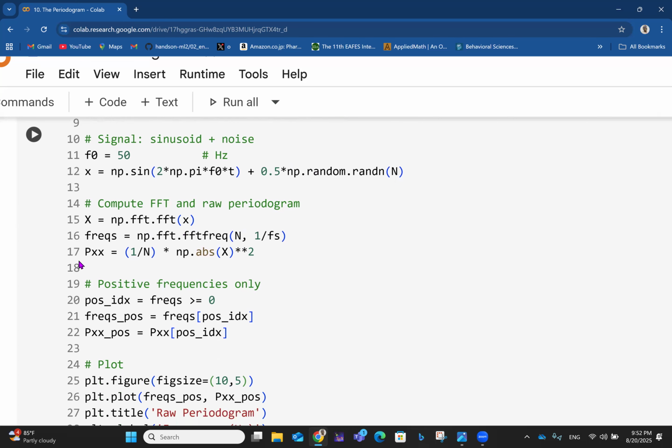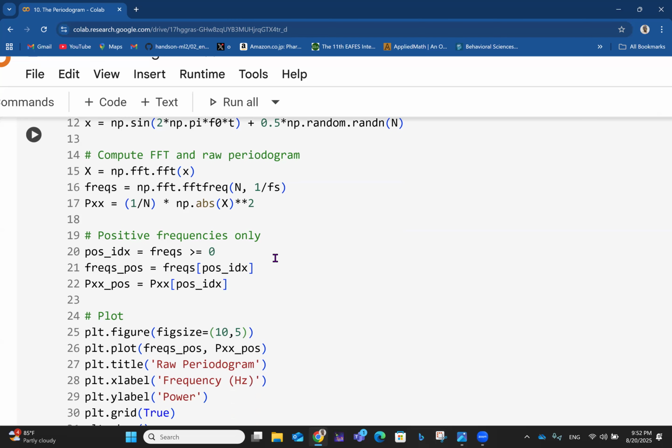So we have the raw periodogram now, which is pxs, which is 1/n times the absolute value of x squared. I think we saw this computation in the previous video, where we have the absolute value of x all squared, and then that is divided by the period. Then we have positive frequencies. We deal with positive frequencies only because PSD is non-negative, like we saw.